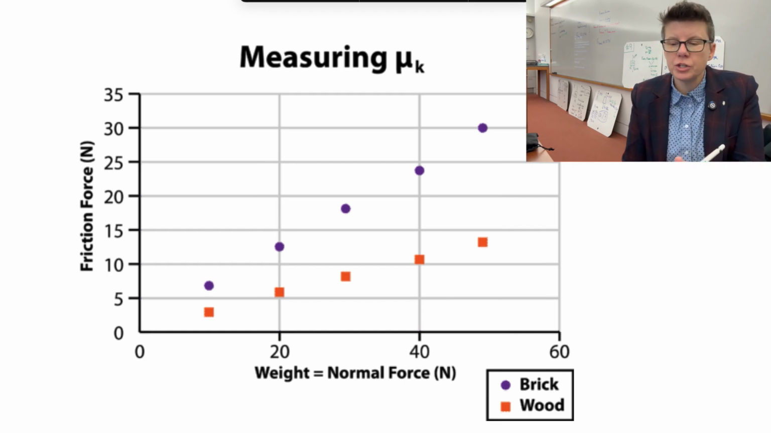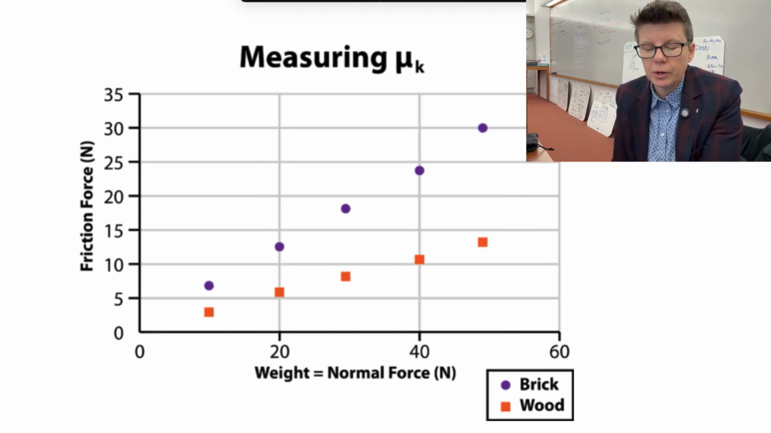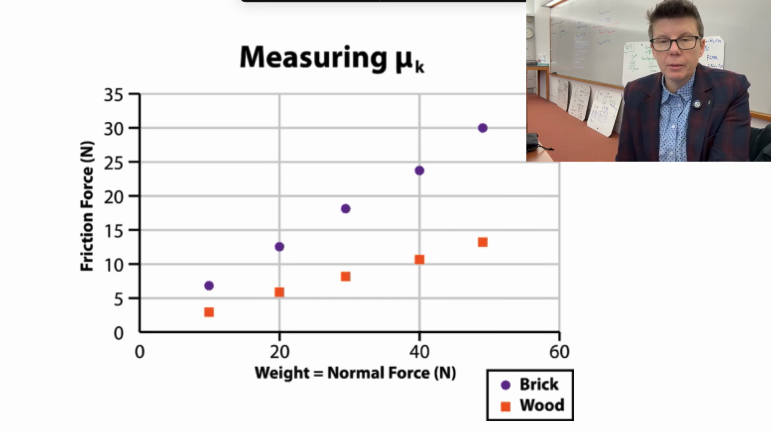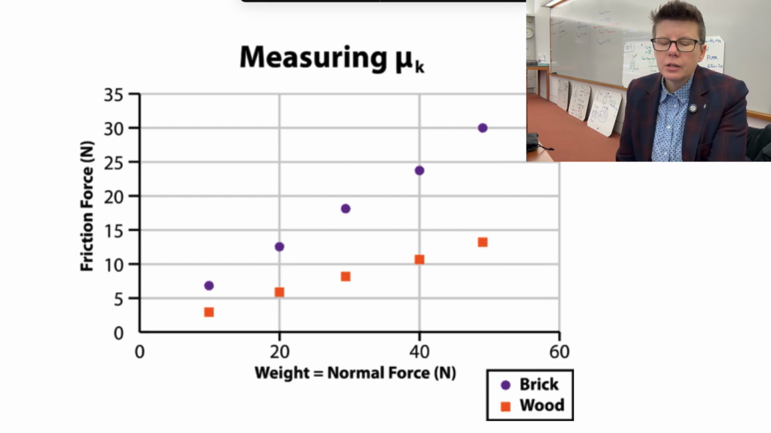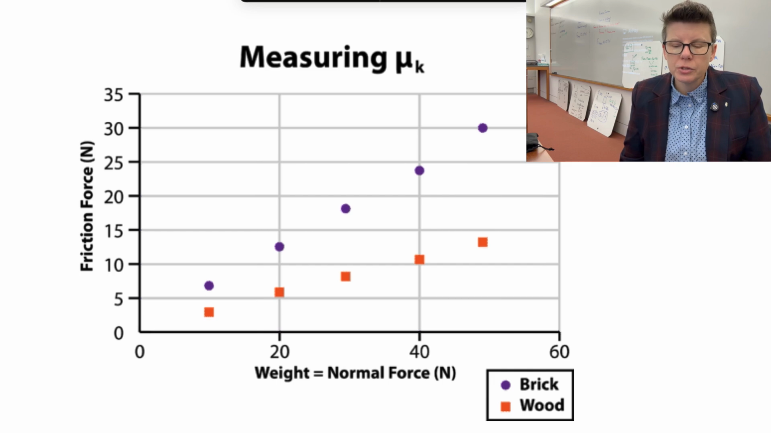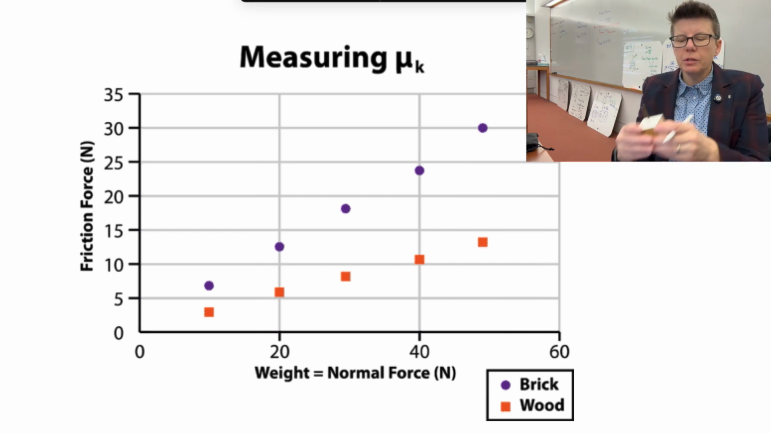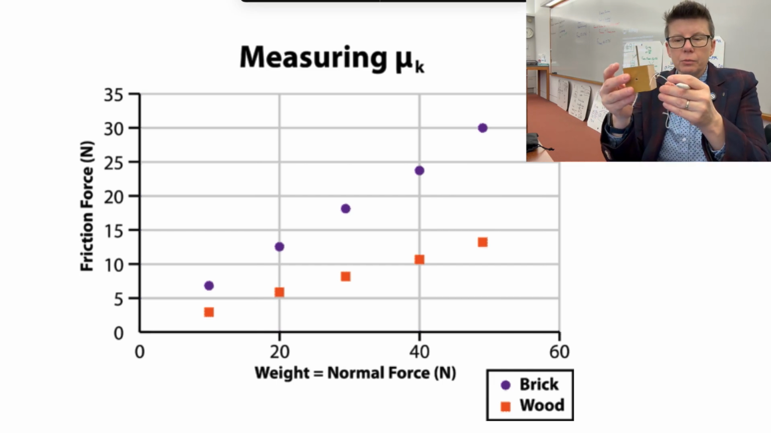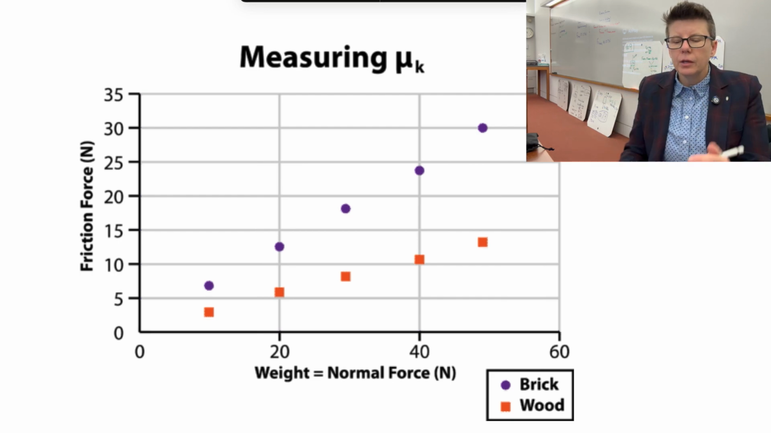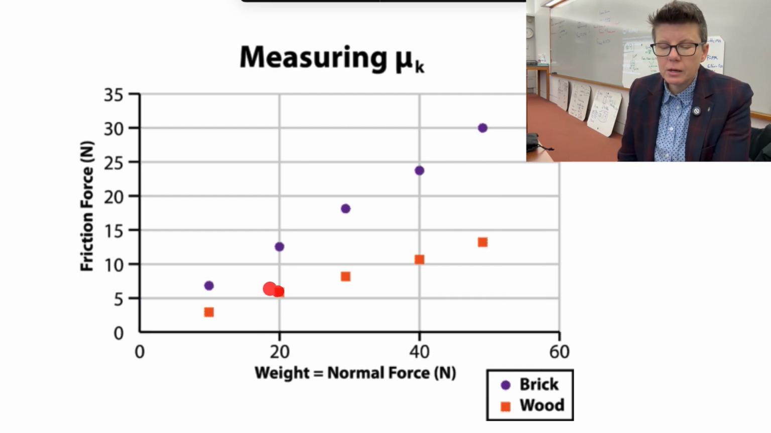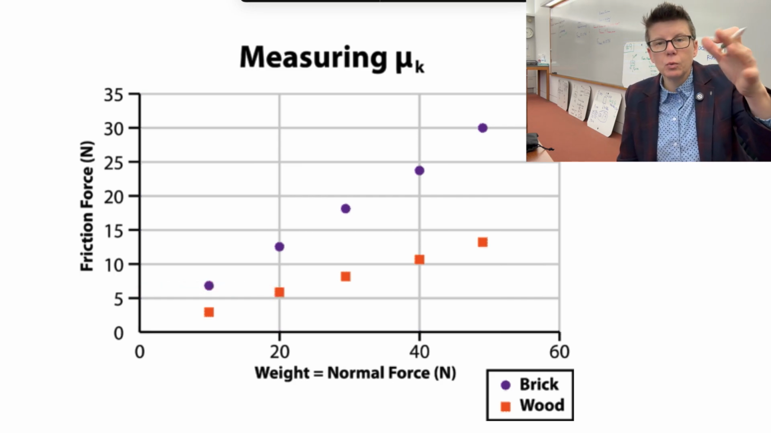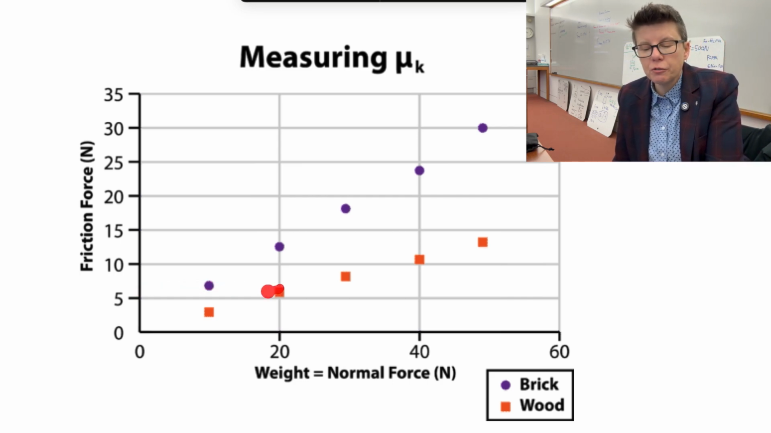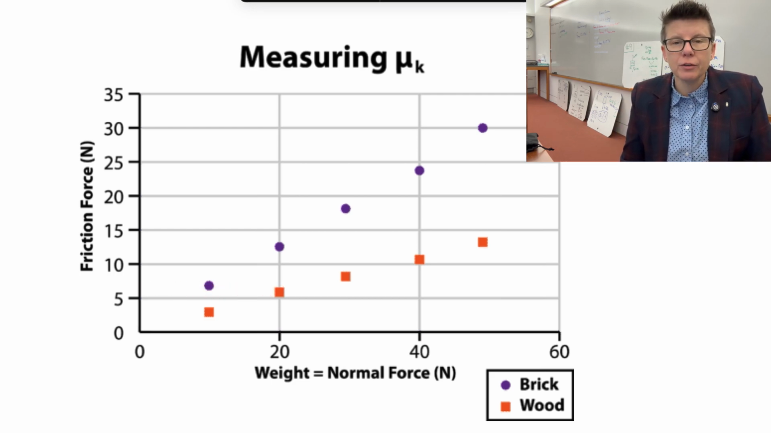Let's start with the orange data points. So this first orange data point was the lowest amount of weight on the block. It was the bare block, and the amount of friction it experienced was somewhere around 3 newtons of force. Then I added weight to the block and repeated. I pulled again, and that heavier block experienced slightly more friction. So that heavier block, about a weight of 20 newtons, experienced a friction force of just over 5 newtons.